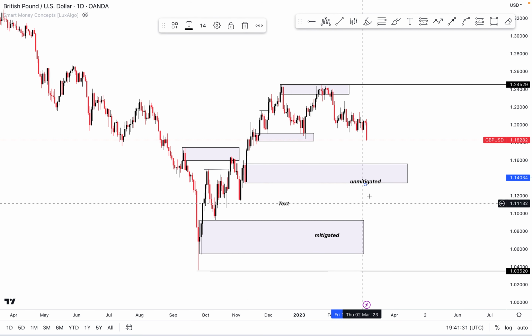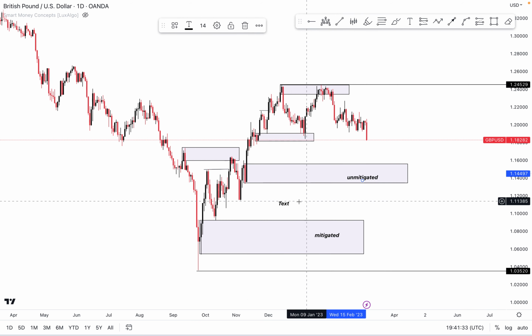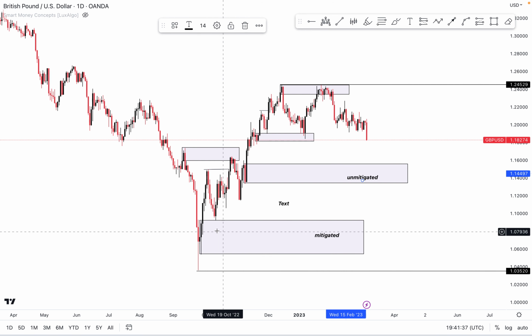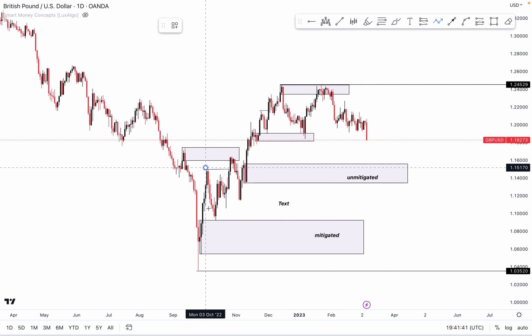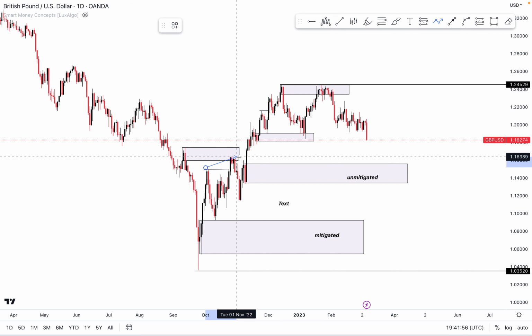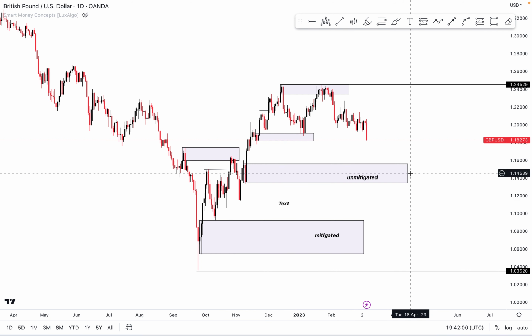I think we all know what mitigation and unmitigation means. Mitigation means when price broke out, it formed a demand zone, and you see price coming back to that area. Once price taps into its demand zone, you can refer to it as a mitigated zone. So price has mitigated this zone and pushed to the upside, creating another zone here. So this one was unmitigated.